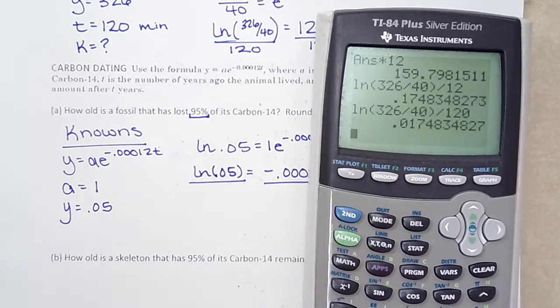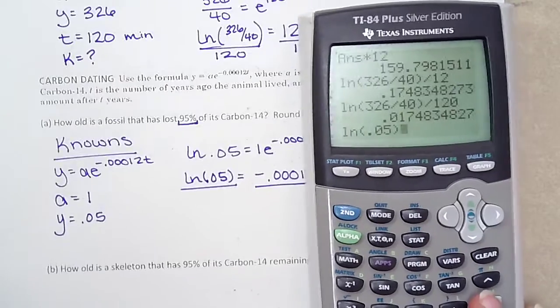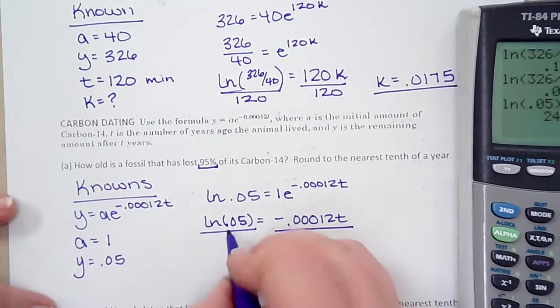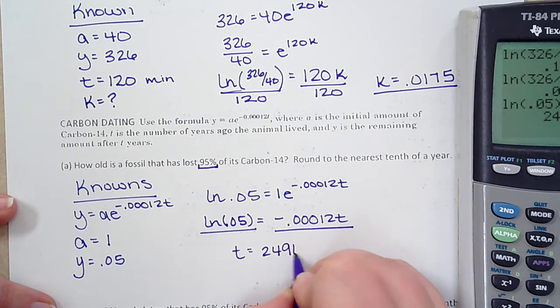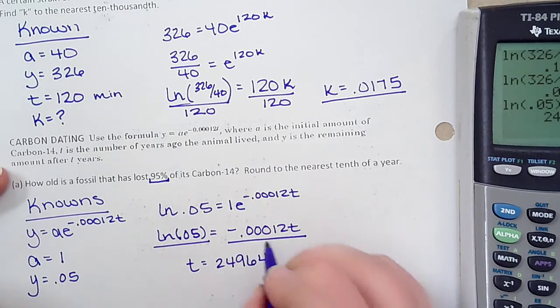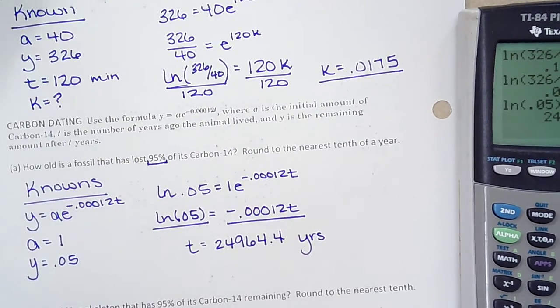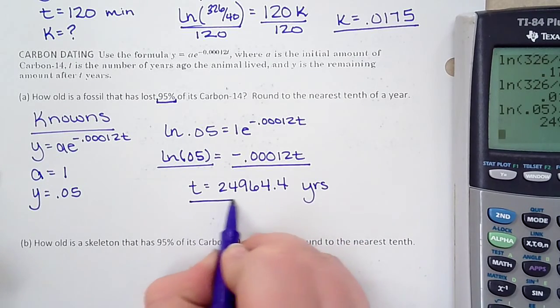I'll throw it in the calculator here for you. ln of 0.05, close parenthesis, divided by negative 0.00012. And I get that t is equal to 24,964. It says to the nearest tenth, so I need 1 decimal, 4 years. So this dinosaur in particular, or this fossil, is 24,964.4 years old.